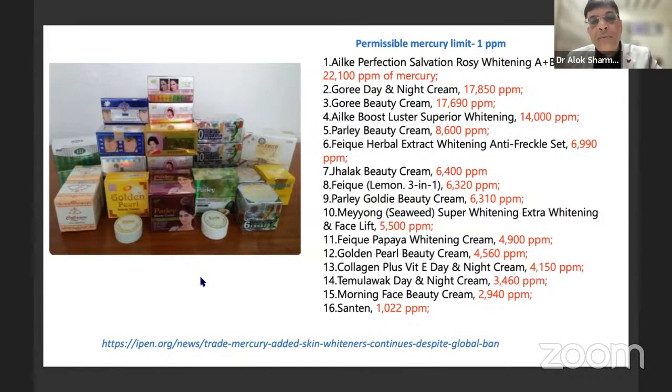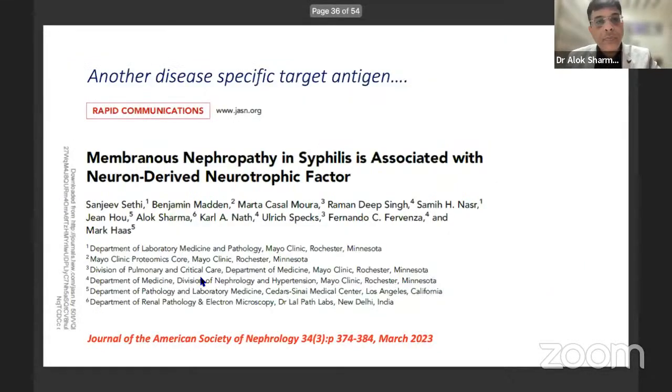And interestingly, a large number of these creams on the left side have originated from the Indian subcontinent. That includes India, Bangladesh, Pakistan, and Middle East. So a lot of these formulations are originating from this area. So much for NELL1 positive membranous GN. So it is the second most common. I'll come to that in a while.